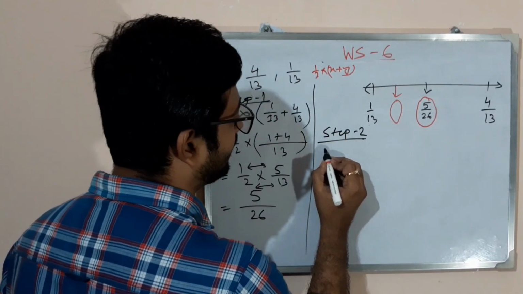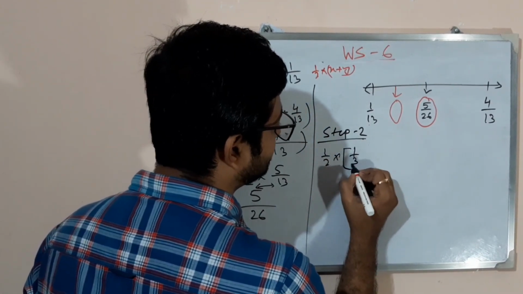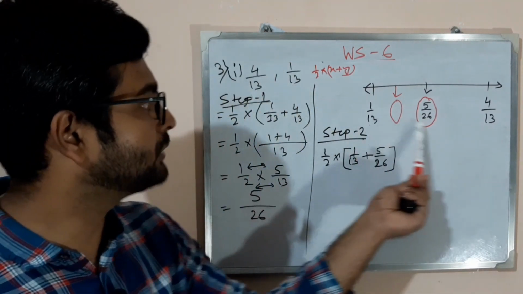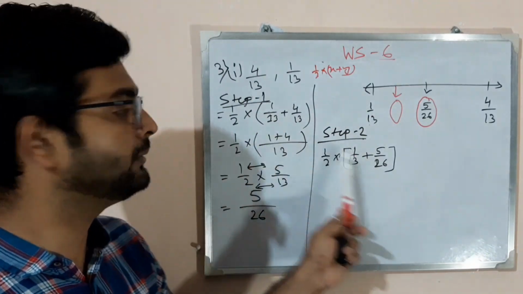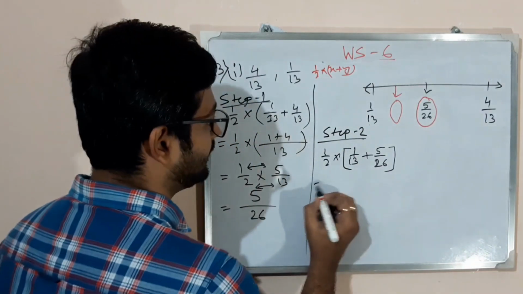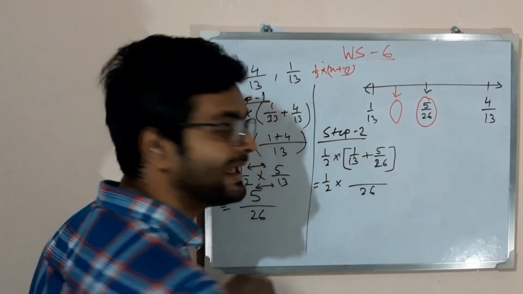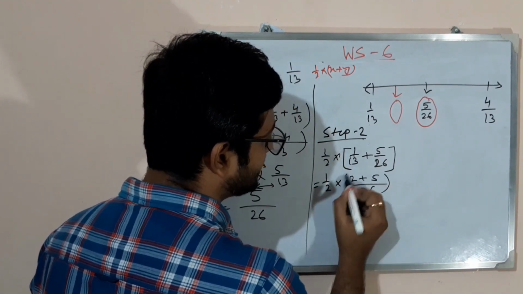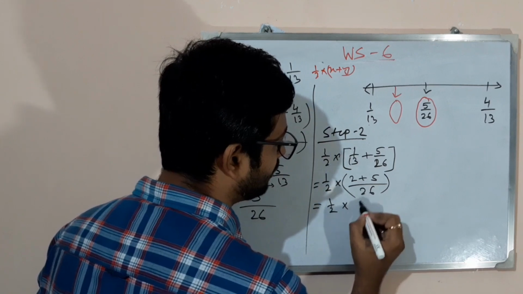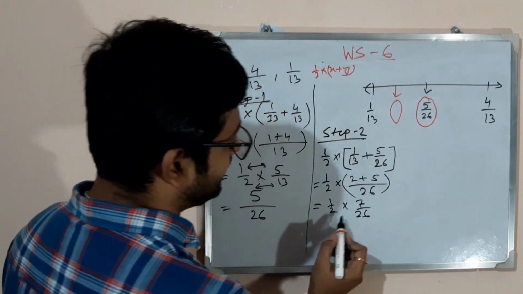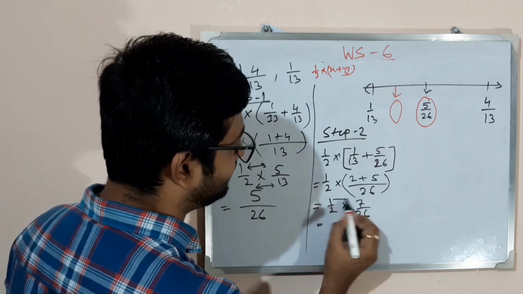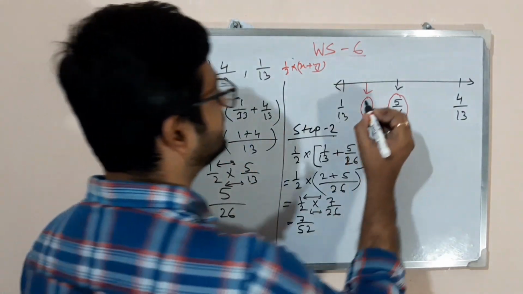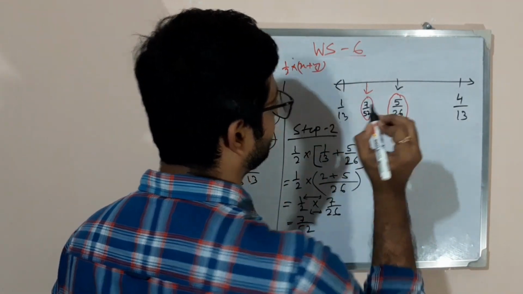What to do? Again half into, now bracket, 1 by 13 plus 5 by 26. These two numbers, between them I have to find. So again the same method I have to repeat over there. Equals half into, 26 is the LCM. 13 2s are 26. So 1 into 2, 2 plus 5. Half into now 7 by 26. Now you can see nothing can be cancelled. So if you multiply this way, numerator, denominator, you will get 7 by 52. So that should be 7 by 52.